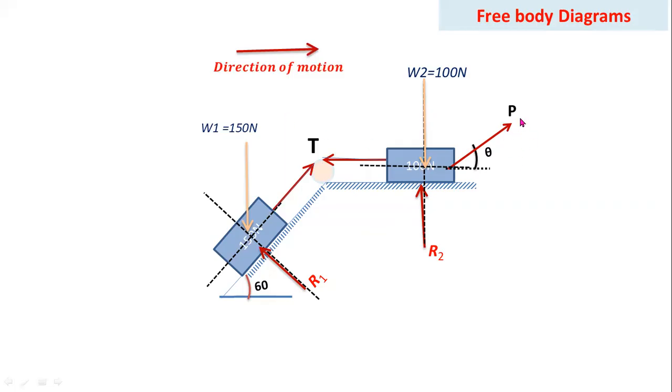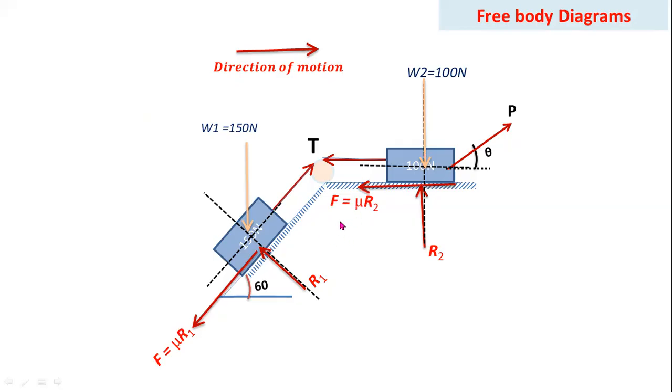Here we are applying an effort P to drag these two blocks. So the direction of motion of these two blocks is like this. Now you have to consider frictional force opposite to the direction of motion. Here the direction of the block is right side, so you have to consider downward frictional force. For this block you have to consider left side frictional force.